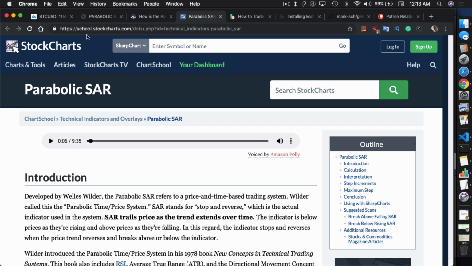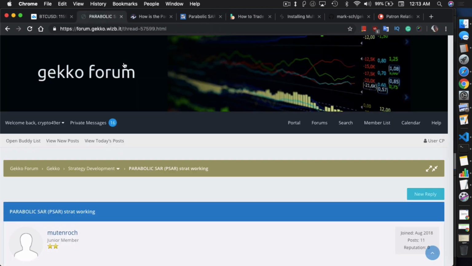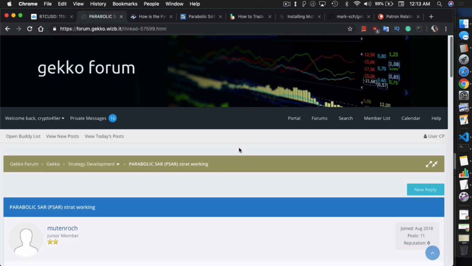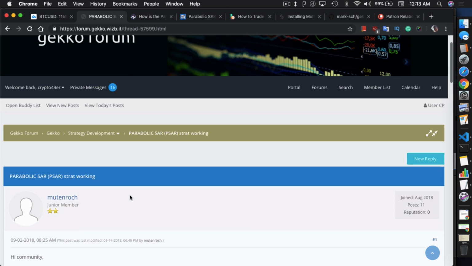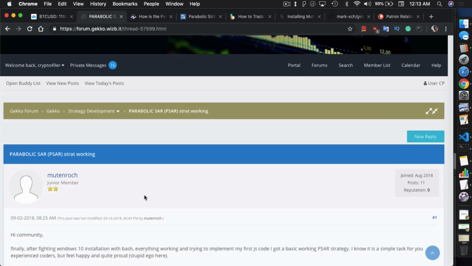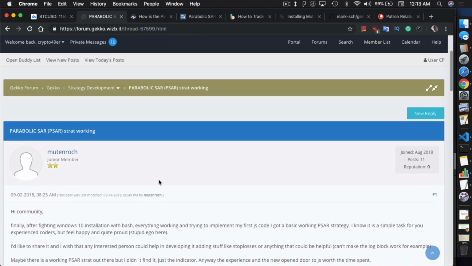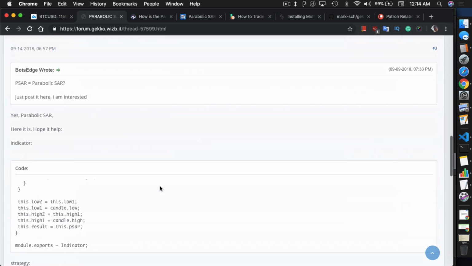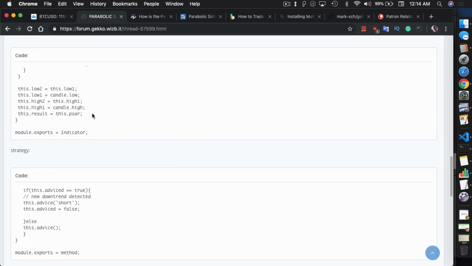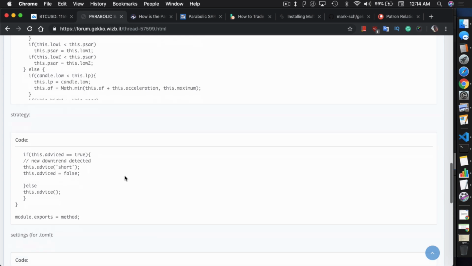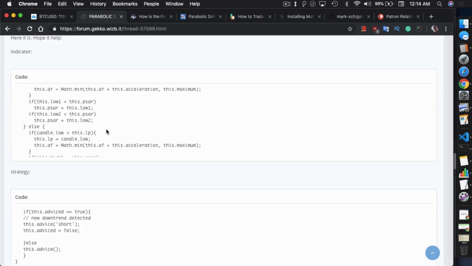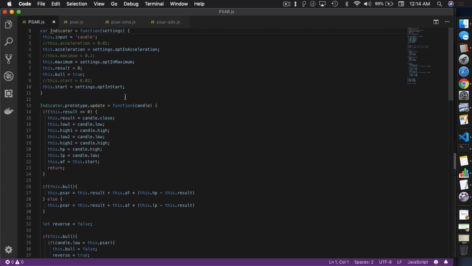So what I'm going to show you today is something that was created by a member on the Gekko forum called mutenroch. Not sure if I'm pronouncing it correctly, but I just want to give a shout out and a thanks to him for creating the indicator for Gekko. So he had the code right here, the code for the indicator, and the code for the basic strategy with it. And it even has a TOML file. I'm going to go over the basic indicator right now, what it really does.